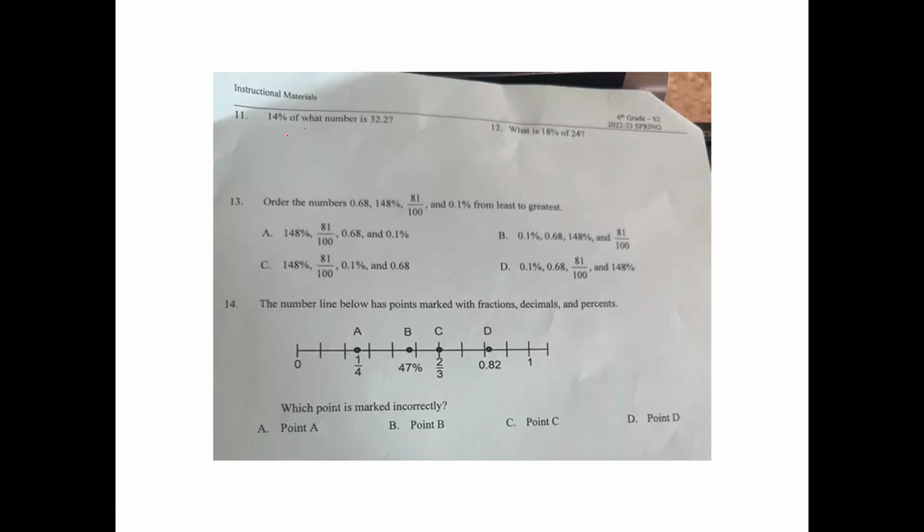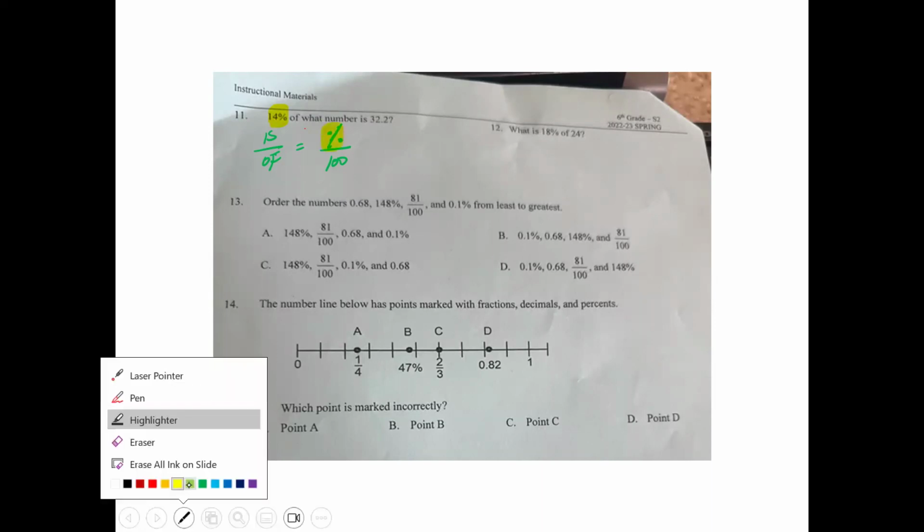Okay. Remember, you always set this up with, what are you doing? Is over of equals percent over 100. Okay, so that's something you need to memorize. Now, take a look at where do you put the 14? 14 of it's 14%. You put it where the percent is because it's 14%.